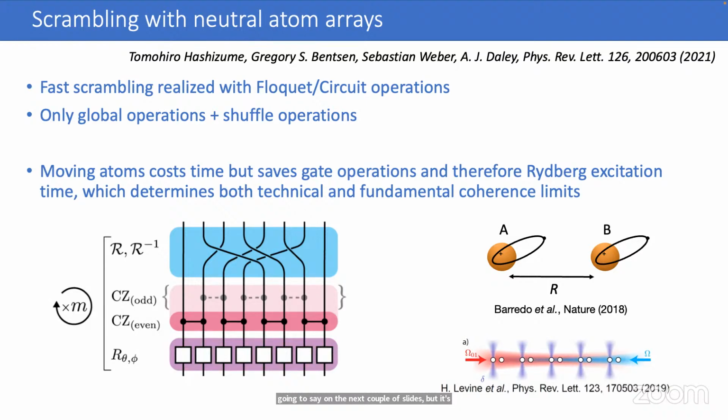So here what we're doing is we can realize fast scrambling, it turns out, just by having essentially these combinations of the reshuffling operations and then excitation pulses that do gates between neighboring atoms. And we find that with essentially two rolls through the circuit, what we can do is generate a state scrambled to the page limit. And moving atoms, exactly as Bill just asked, costs time, but saves gate operations and therefore Rydberg excitation time, which determines currently both the technical and the fundamental coherence limits in these experiments. And that's why we win.